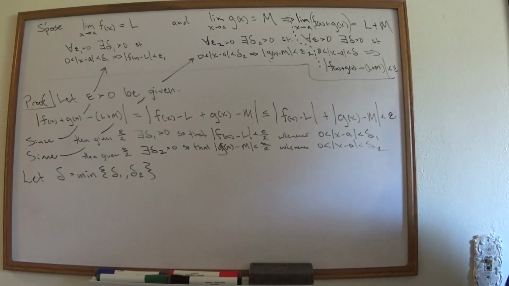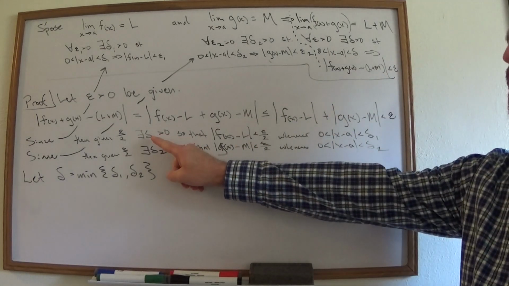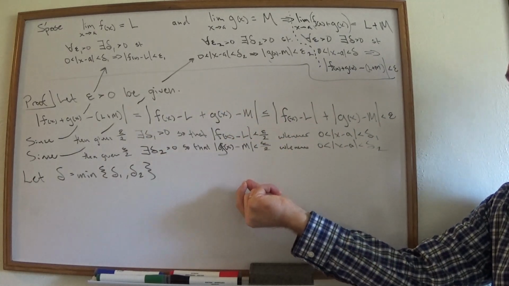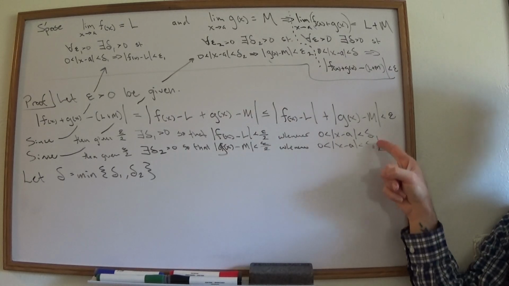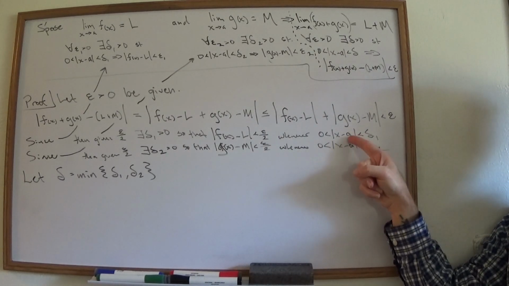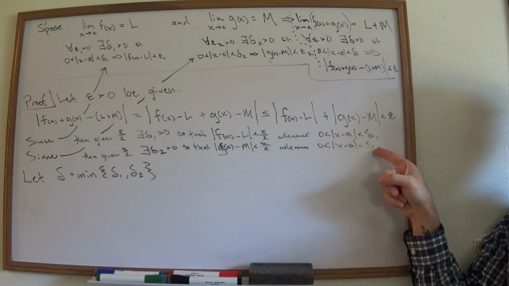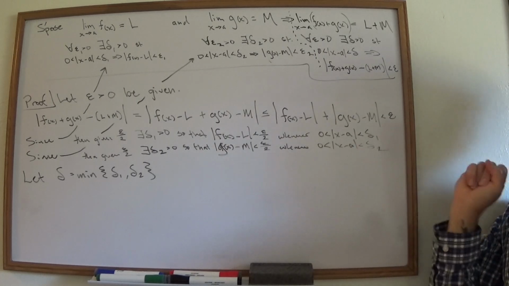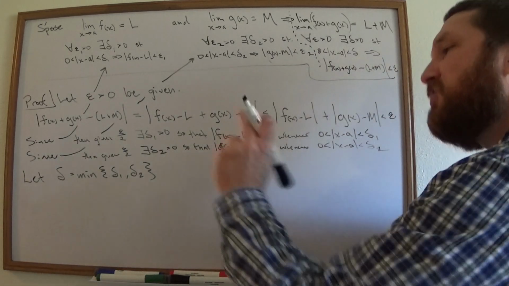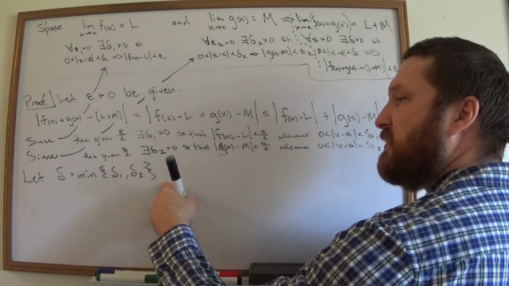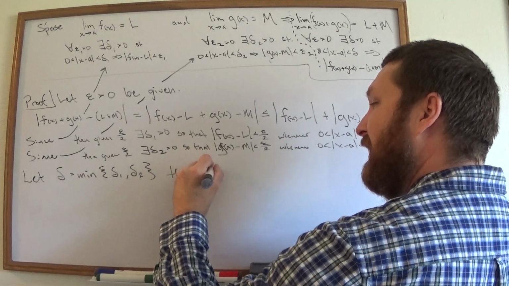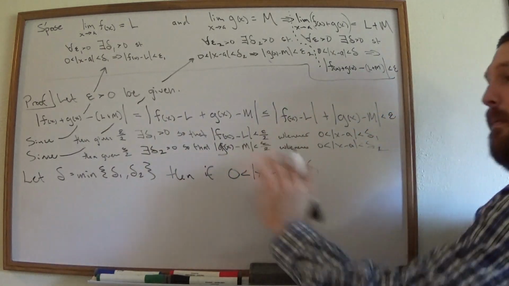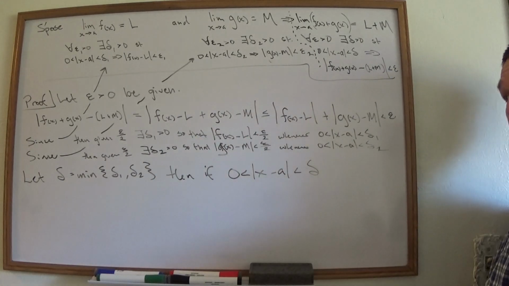Yeah? So like one of them's 1,000th, but the other one is 1,000,000th. Well, you just take the smaller of them. And then both of those conditions will hold. If that's less than 1,000,000th, it's also less than 1,000th. You just specify that this one is less than 1,000,000th, and you get this one for free, basically. Everybody get that? So let delta be the minimum of those 2 things. Then, if 0 is less than the absolute value of x minus a, which is less than the minimum of those, then both of these are true.